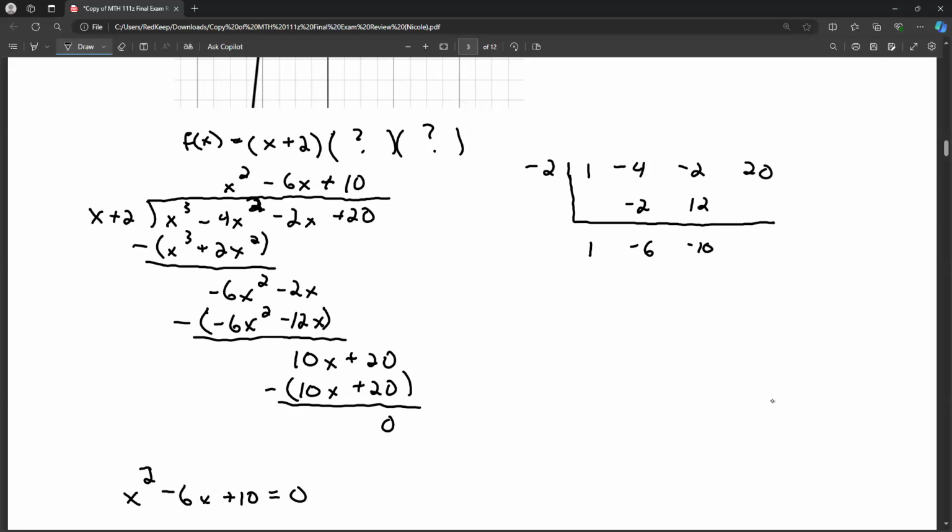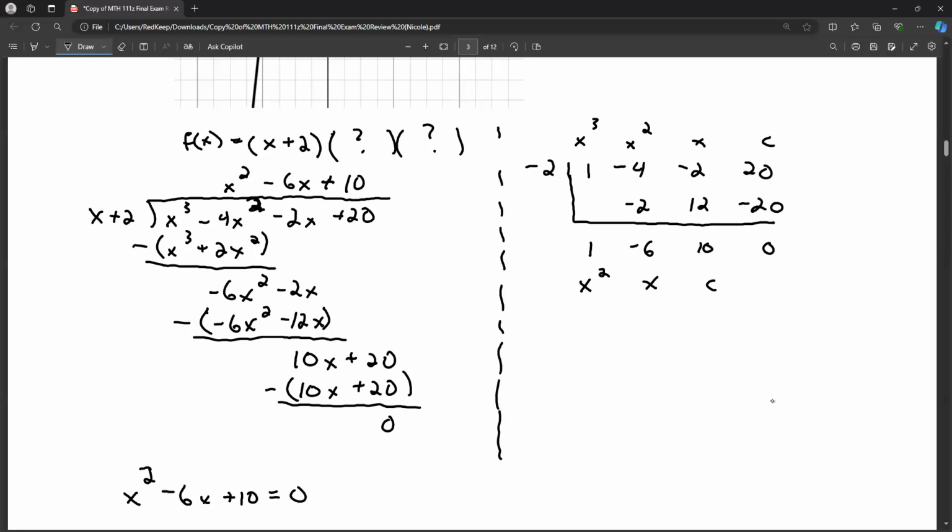my apologies, negative 2 plus 12 is positive 10. And finally, negative 2 times 10 is negative 20, which combined gives us our 0. That's what we were after. Since we started with the coefficients of x cubed, x squared, x, and our constant, we now have the coefficients for x squared, x, and our constant here. So we see that we have x squared minus 6x plus 10, which is what we found with the long division as well.